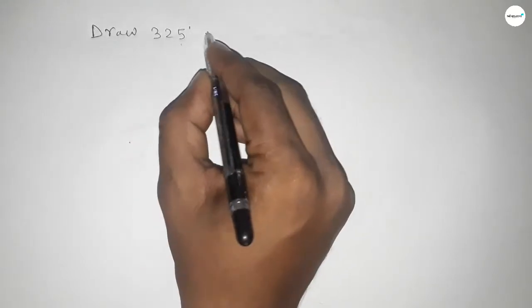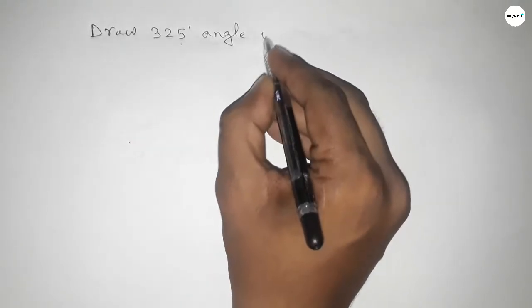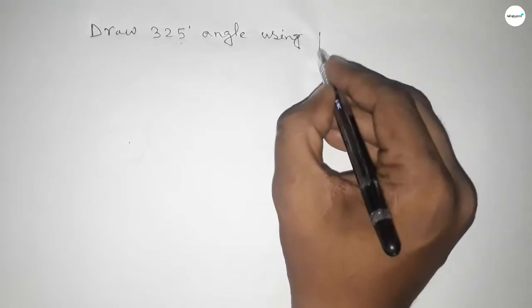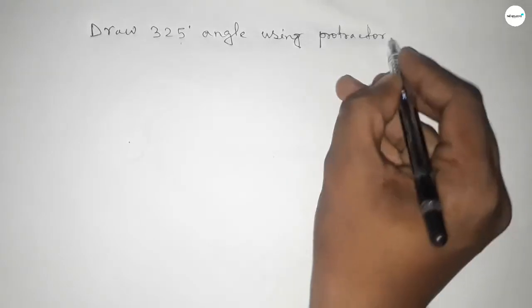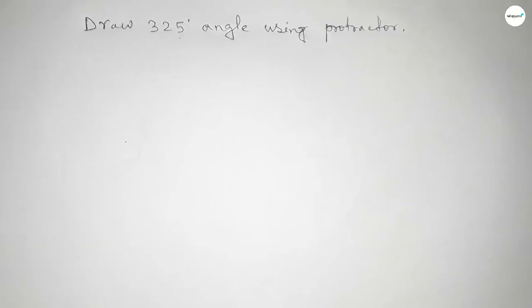Today in this video we have to draw a 325-degree angle by using a protractor. So let's start the video.